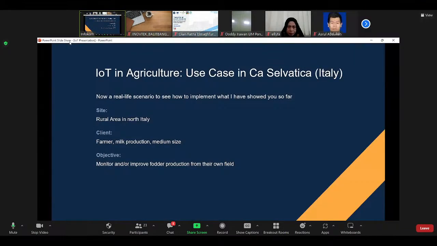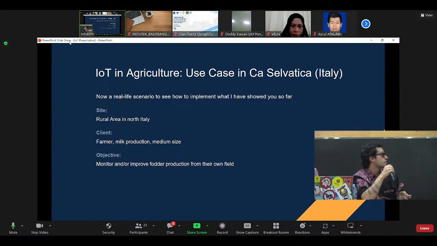Okay, so this is how generally an IoT system is. It's a lot of things. There's no fixed rule. Imagination is your limit, basically. So let's take an example of a use case of Castelvatica, where I work in Italy. This use case is in a rural area in North Italy. We have a farmer that is producing milk, medium size, and what they want to do is to monitor or improve the fodder, the feeding of the cows that they produce inside their farm.